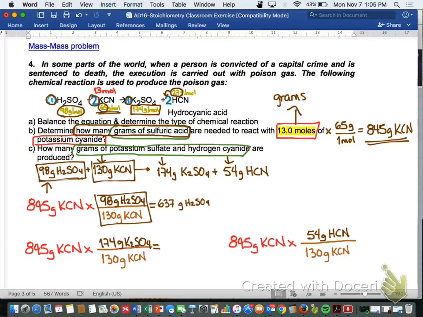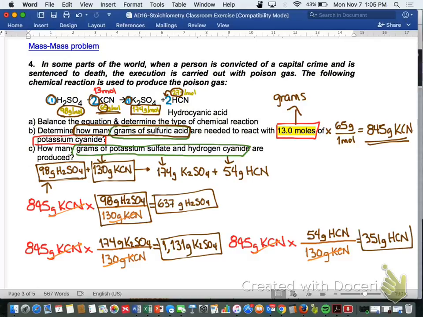Okay, so how many grams of potassium sulfate? Here we cancel this with this, and this with this, and this with this, and we have 1,131 grams of potassium sulfate. This is the first part of the answer to question C. And then we have 845 times 54 divided by 130. That gives 351, and these are the grams of hydrogen cyanide. Questions? No, ma'am. Sure?